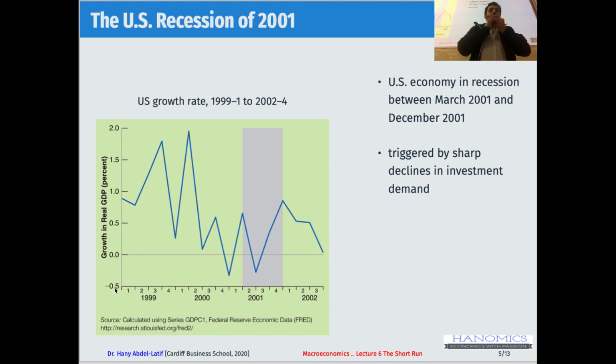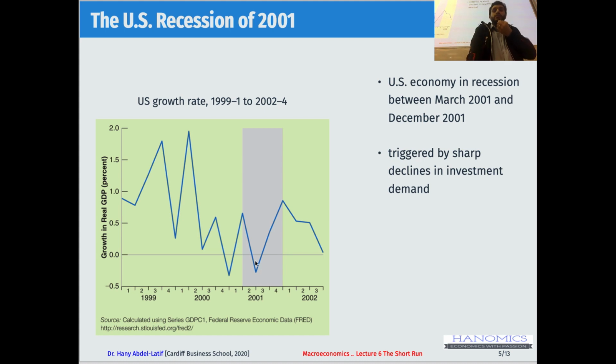So this is an example of this policy mix, and that happened in the US in 2001, and there was a recession. And as you can see, what you see here is the GDP growth between 1999 quarter 1 to 2002 quarter 4, and you can see here this is the growth in real GDP. So you can see here the shaded area was kind of negative.